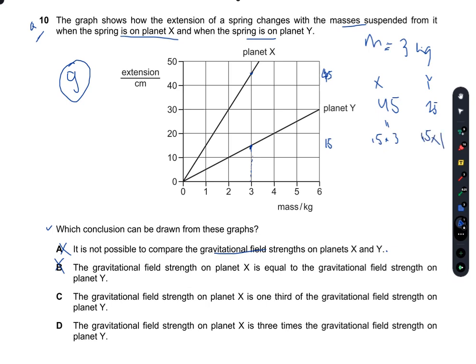So now on planet X, the value of g is definitely 3 times greater than the value of g on Y. So the value of g is not 1/3, it is 3 times, because the difference is of 3 times. So D is the right option.